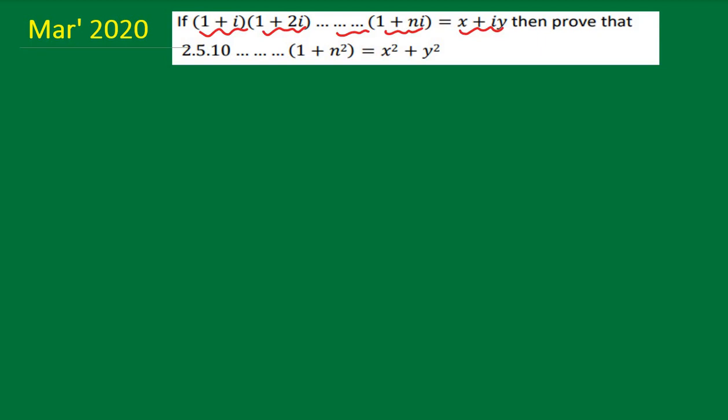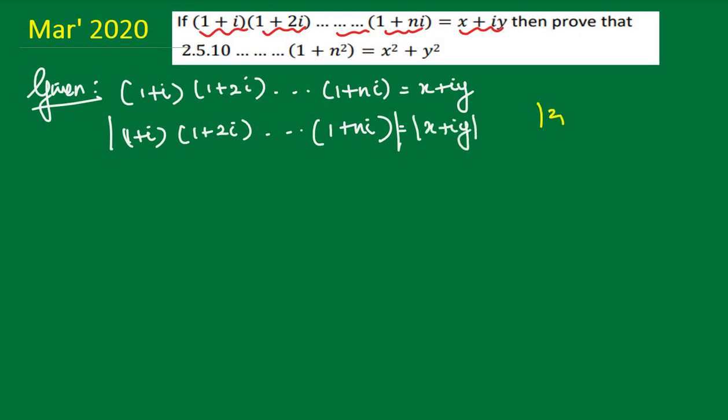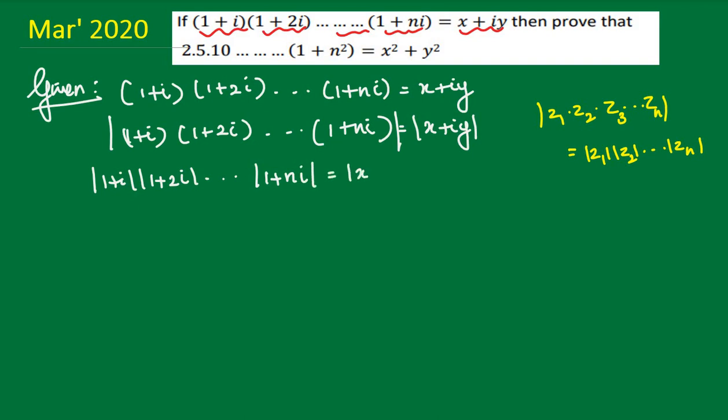So for this, let us write first what is given. Take the modulus on both the sides. Modulus of (1+i)(1+2i) going on up to (1+ni) is equal to modulus of x + iy. The modulus of z1 into z2 into z3 up to zn is equal to modulus of z1 times modulus of z2 up to modulus of zn. So using this property, we are going to separate the modulus here: modulus of 1+i, modulus of 1+2i, going on up to modulus of 1+ni, is equal to modulus of x + iy.